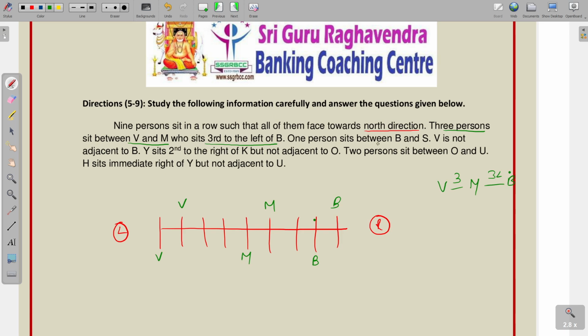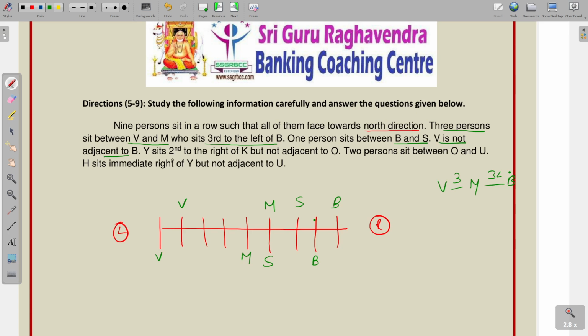And next, one person sits between B and S. Between B and S, one person is there. It is also one person. V is not adjacent to B. So, V here and B here. So, V and B. Okay, condition satisfied.